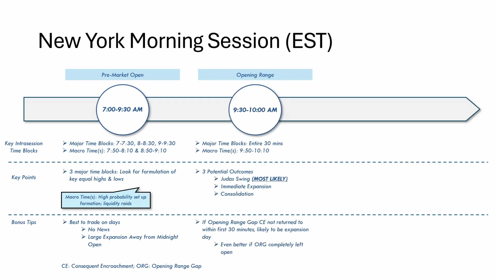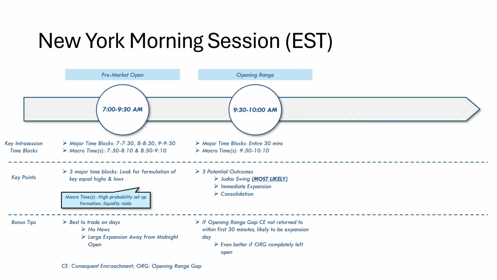Now, the second part of the AM session I want to talk about is the opening range. That typically happens between 9:30 to 10 a.m. And the time block for this is the entire 30 minutes. Like I said, the major time block is basically a point in time within the session that is even more critical to understanding the dynamics of it and when you're likely to see setups or something unique is likely to happen. This entire 30 minutes is actually pretty particular, and we'll get into it.